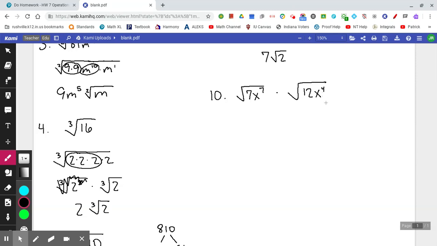Now, you can simplify and then multiply, or you can multiply and then simplify. The choice is up to you. It's whatever you prefer.